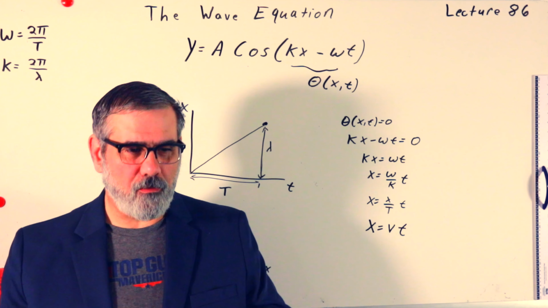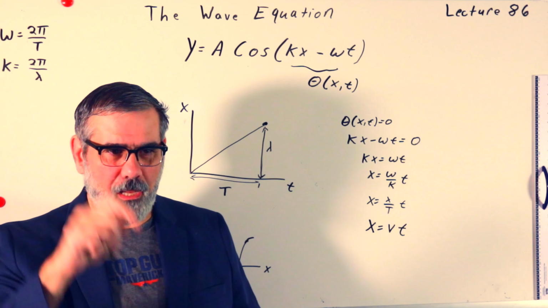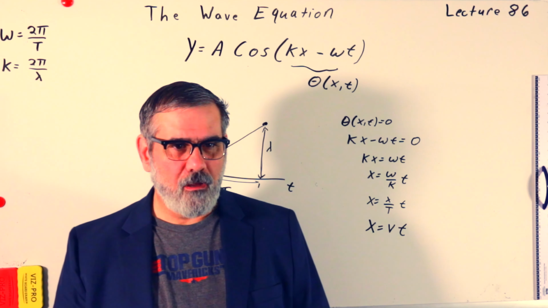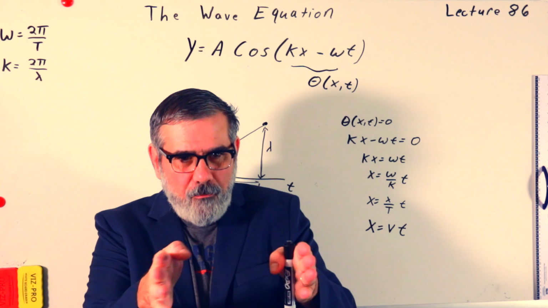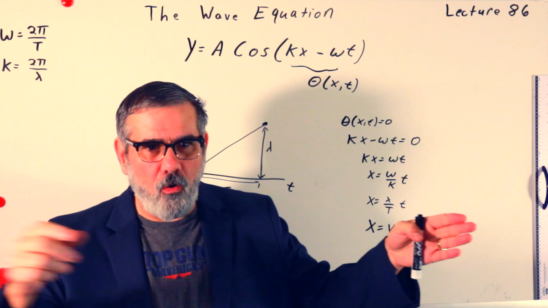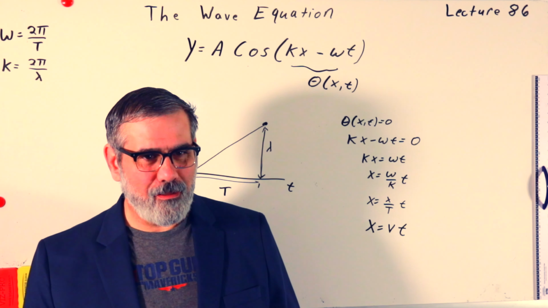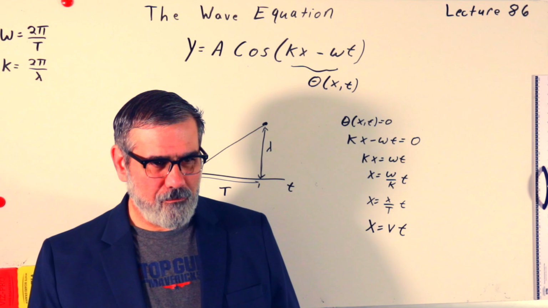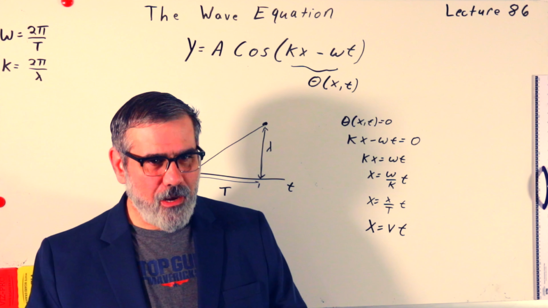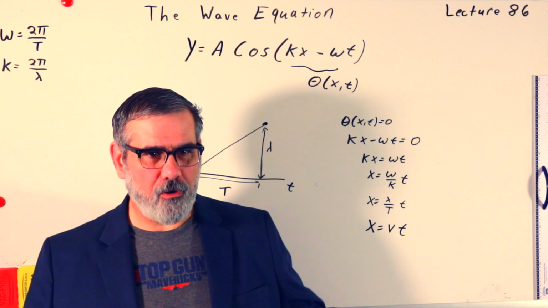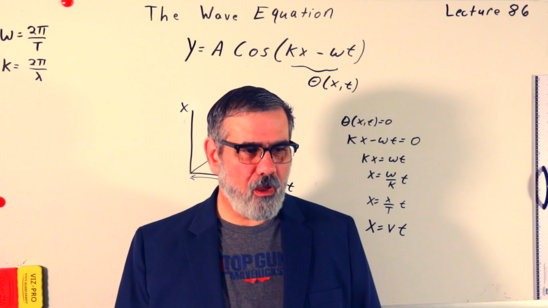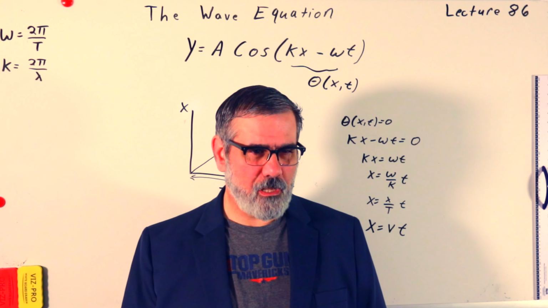So what is it that's moving? You see something moving. I throw a rock in the pond, I see something moving outwards, but it's not water. Water isn't moving from where the rock fell and leaving a hole. You don't have a permanent hole in the water there. Does that make sense? So it's just energy and momentum that's being transferred. And so that's what a wave is.